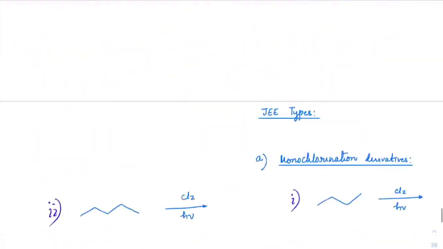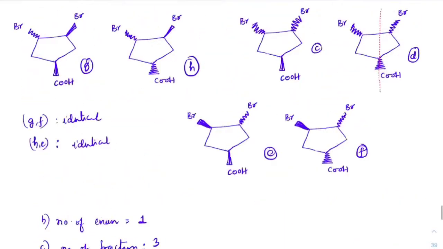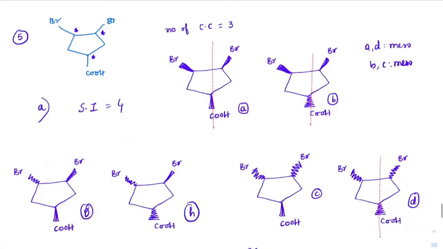Sir, instead of doing this way, can we assume by taking SS and RR configurations at the bromines? In that way, how can we decide the number of enantiomeric pairs and number of fractions we receive, sir? Okay. Visualization is difficult. That's why in cyclic cases, I usually go with the structures. Structures will give a better visualization.